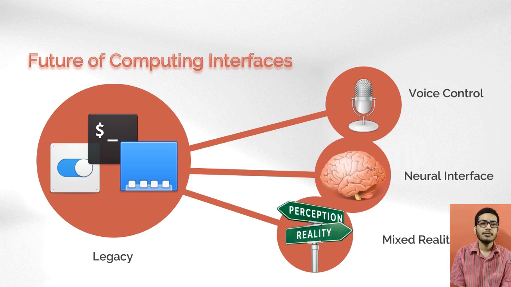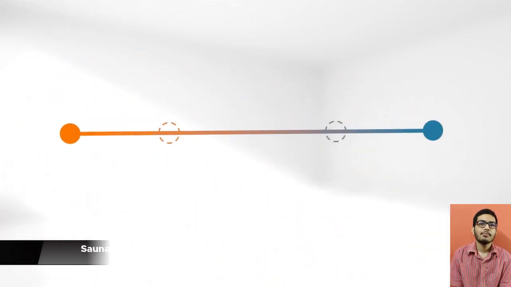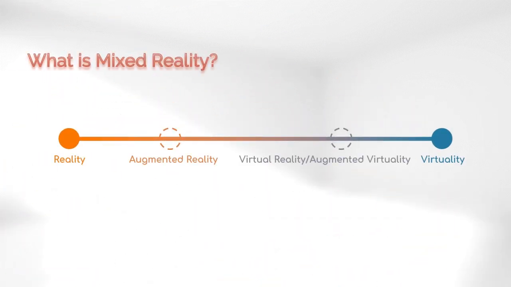Thank you, Shaili. Now let's talk about mixed reality. The line that you see right now is the reality-virtuality continuum. Reality is the world we see around us, while virtuality refers to the computer-generated environments.